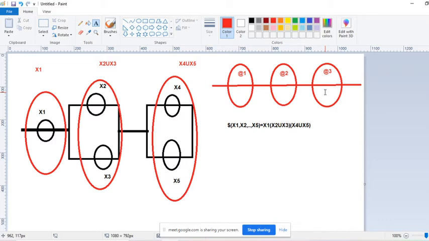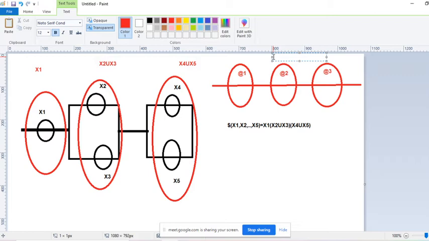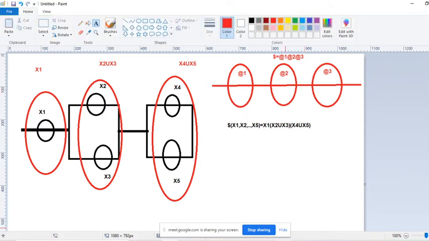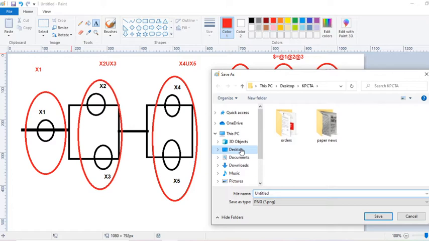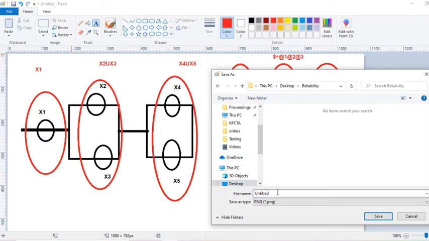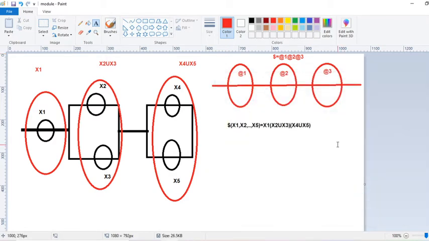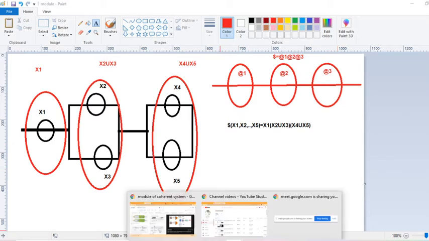So what is the system structure? The system structure will be h1, h2, h3. The entire system structure will be h1 into h2 into h3. So that is the idea we are using. The entire system can be divided into different modules and we can connect them either in series or in parallel, which constitutes the entire system. So that is the idea.